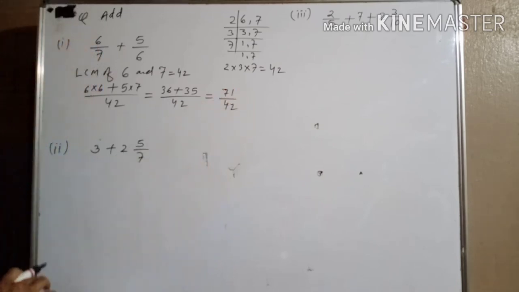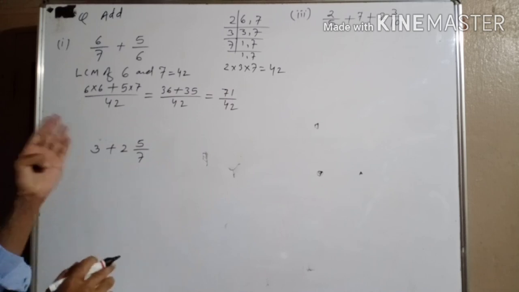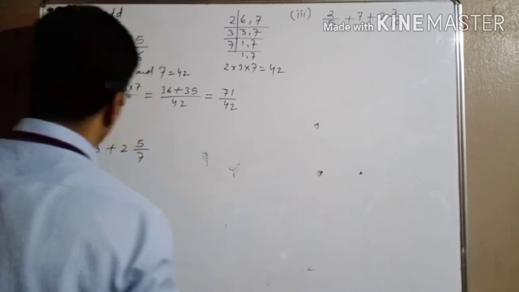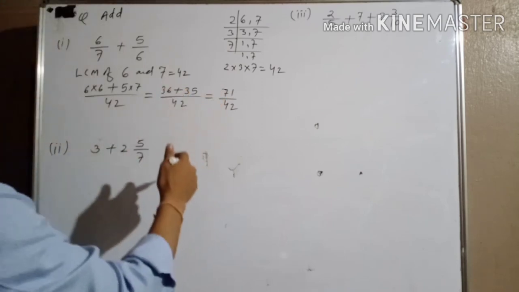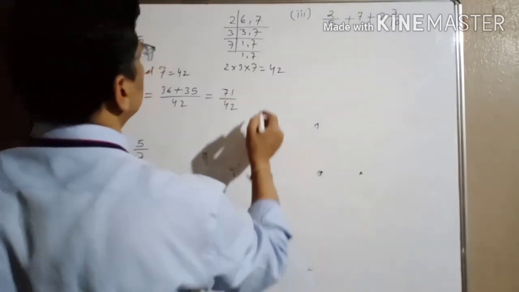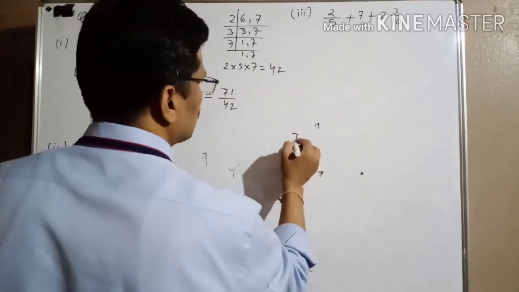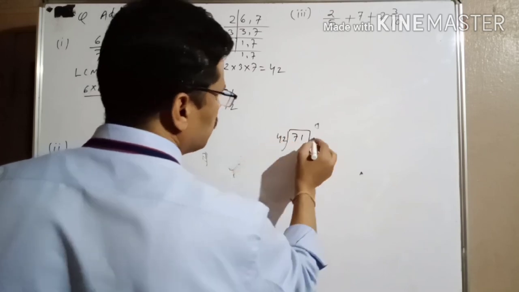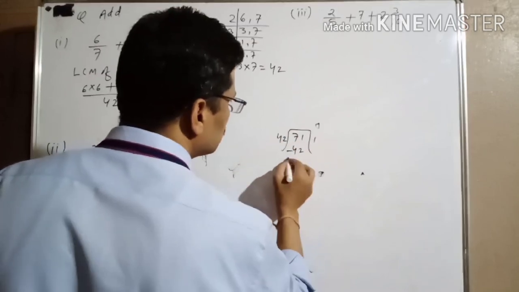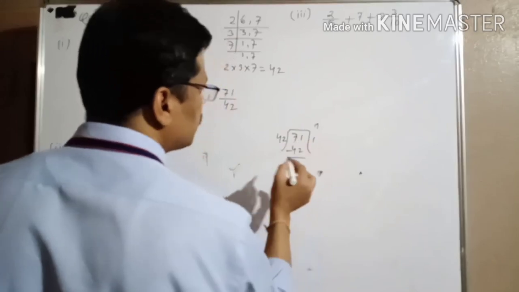Also, you can write it as a mixed fraction. It depends on your choice. Okay. Now, if you want to write it as a mixed fraction, I will show you how. We can divide 71 by 42. So 42 was the 42. You subtract 2 from 1, we can't subtract, so we borrow 11. So what do we get here? 9.